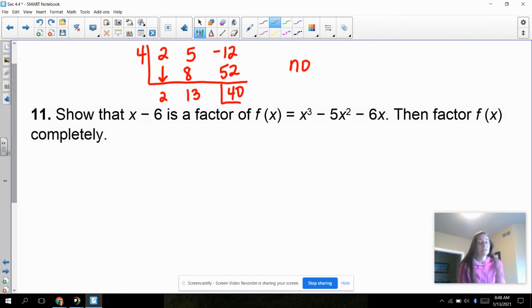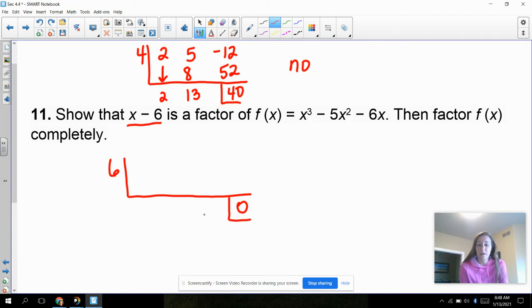For number 11, it's like that second problem where it's saying this is a factor. So you are going to plug in 6. You are going to get 0 here because that's what should happen. And you're going to take what's left in this portion down here and completely finish factoring with this factor x minus 6. So I'm going to plug in 1, -5, -6. I am missing a constant term, so I need to finish my row with a 0.